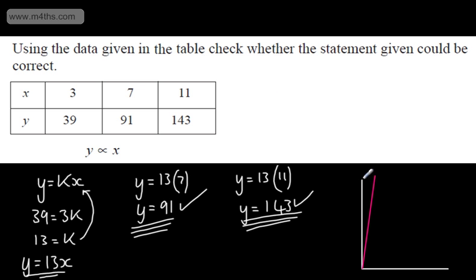So this is going to be y, and this is going to be x. And the gradient of that line, m, is going to be equal to 13. We won't always get x. We might get x squared, we might get x cubed, we might get the root of x, but we'll look at that as we go. So y is proportional to x.